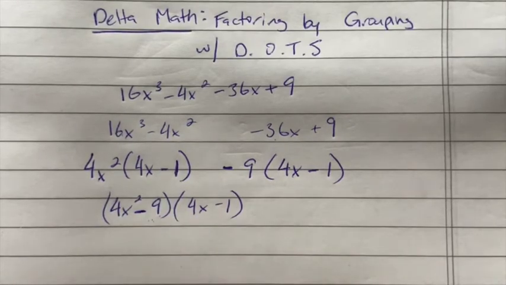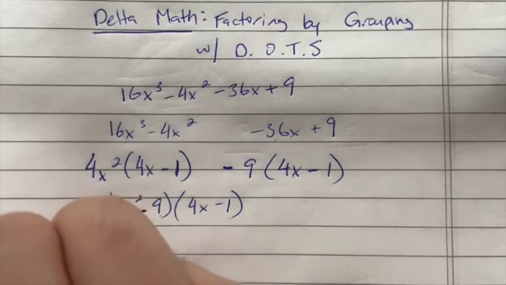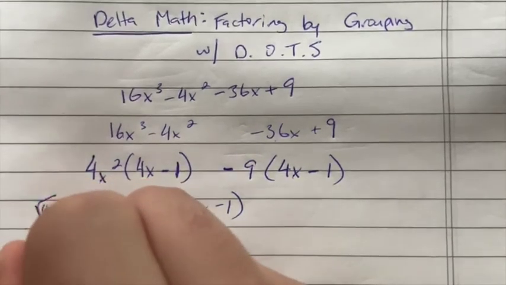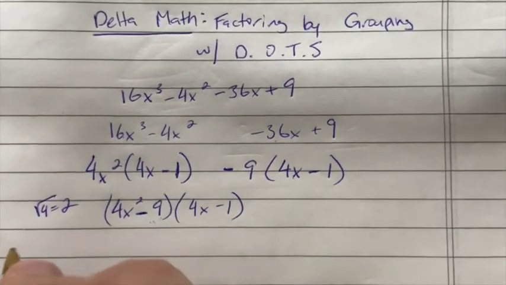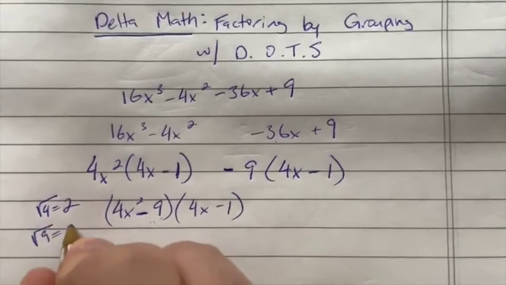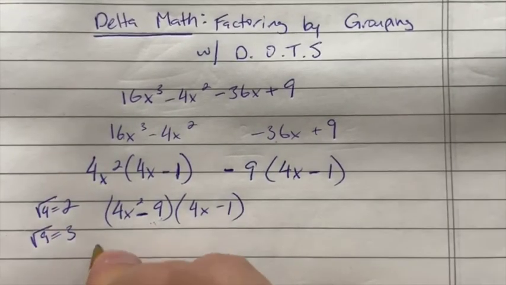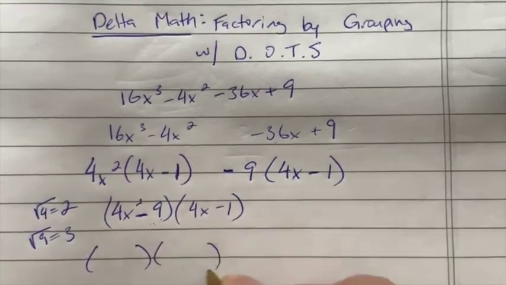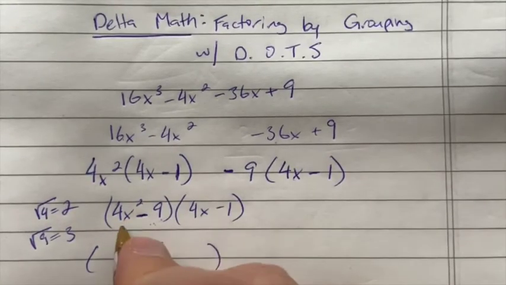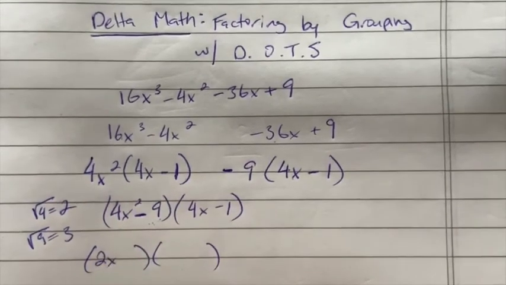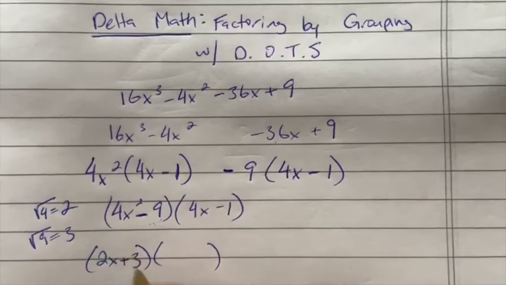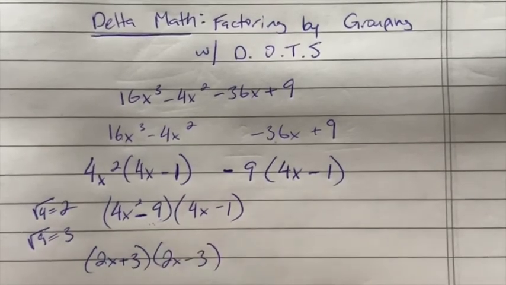All right, so if we take the square root of 4, we get 2, and the square root of 9, we get 3. So I'm going to factor this as 2x plus 3 and 2x minus 3.